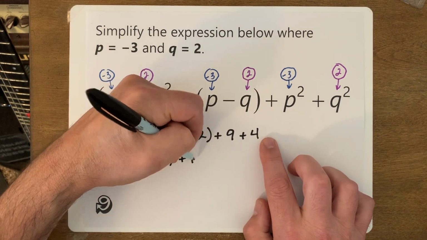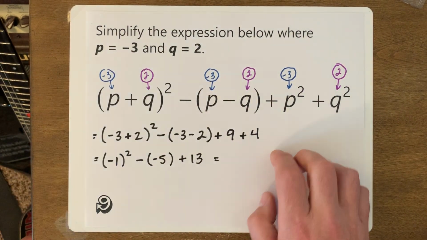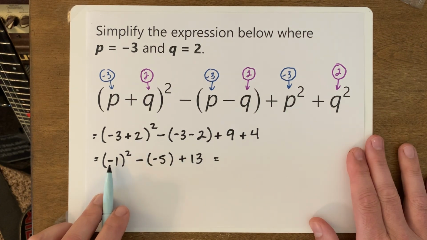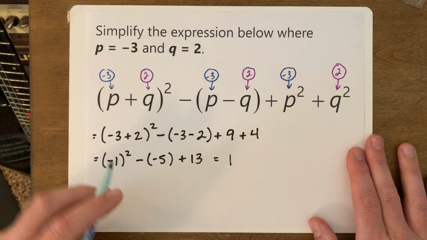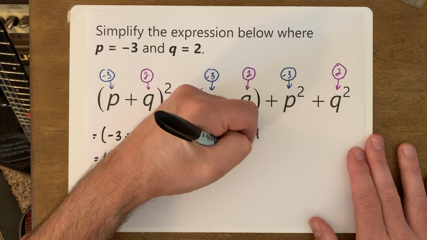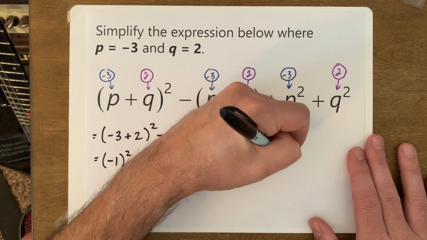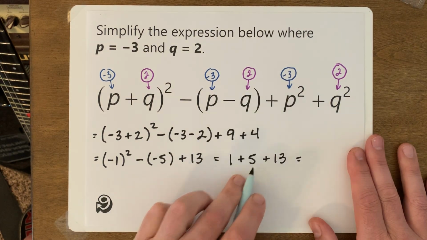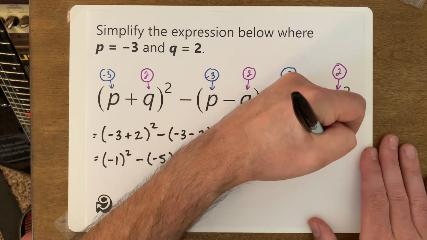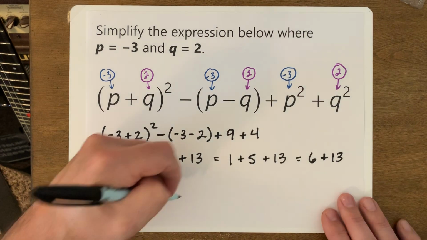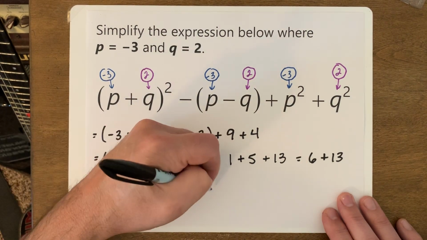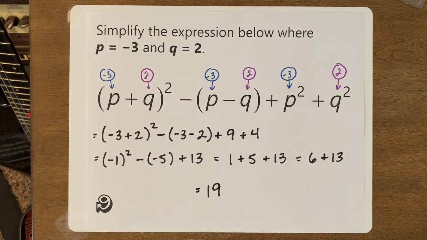We can just add that on to the end. All right, one more step here. Let's see what we got. Negative 1 squared is 1. Minus negative 5 would be plus 5. Plus 13. Okay, 5 plus 1 is 6. Plus 13. And then we all have to agree on 6 plus 13 is 19 as our final answer for that one.